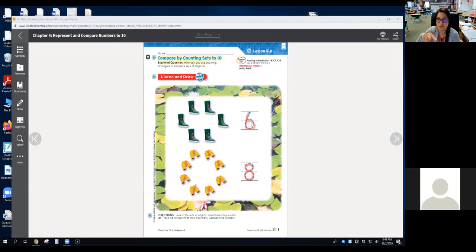Each one that you touch, that's where you're gonna say a number. 1, 2, 3, 4, and so on, okay? So we look at these objects and we counted each one and we wrote the number. So right here we counted there are 6 boots. Right here we counted there are 8 binoculars, okay? And now we're gonna compare those two. We're gonna look at these boots and these binoculars, okay?